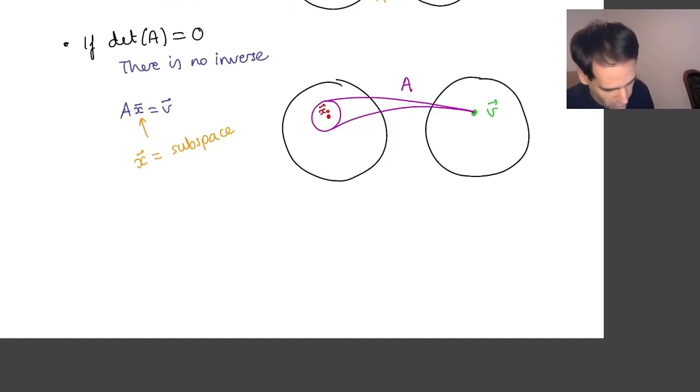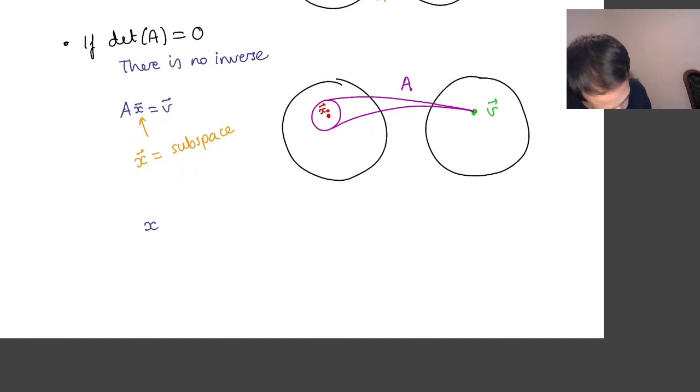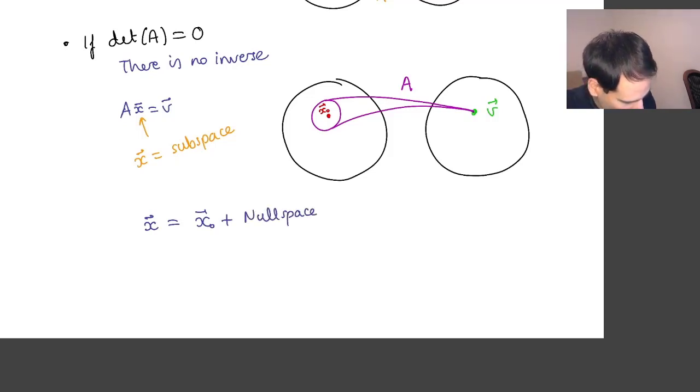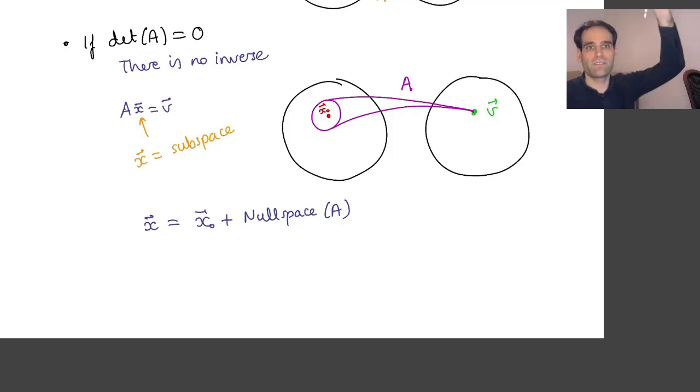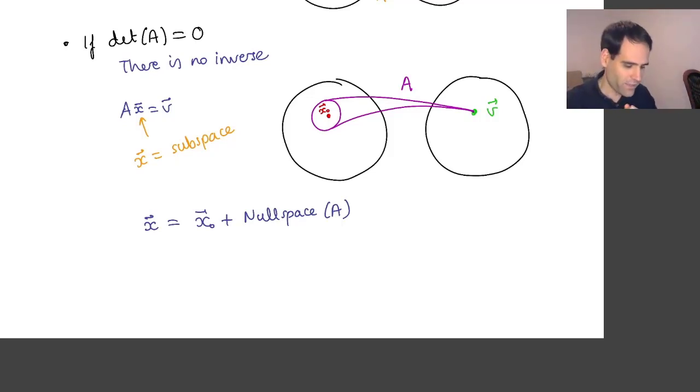Yeah? So what you can do is the following. You can say, okay, the general solution for X is equal to the solution that you found, this particular solution x0, plus the null space of A. Remember, the null space of A is a subspace. For example, in the previous example, it was a line. It was the y-axis. Yeah. So in that case, you would say that any solution of X, you can add to it any vector within the y-axis, and it would still be a solution.